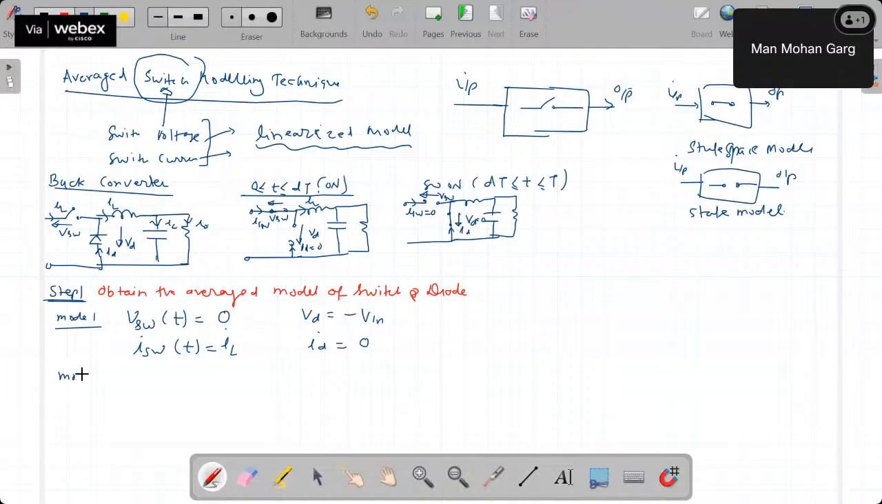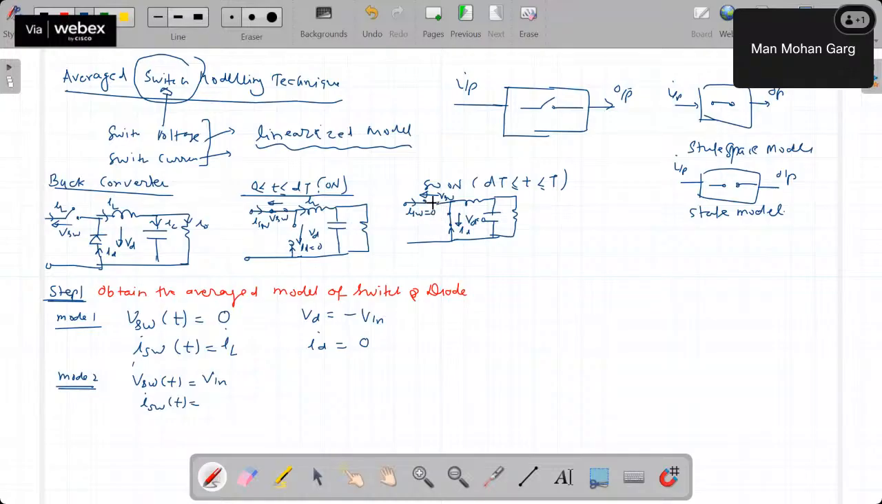Now mode 2. In mode 2, the switch is off. What is VSW of t? This is the input voltage, and since this is shorted, it will be the same as V in. Now what about ISW?